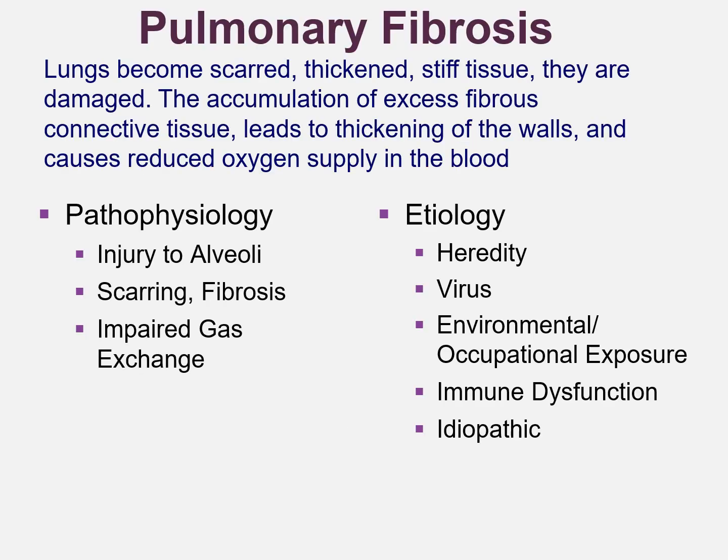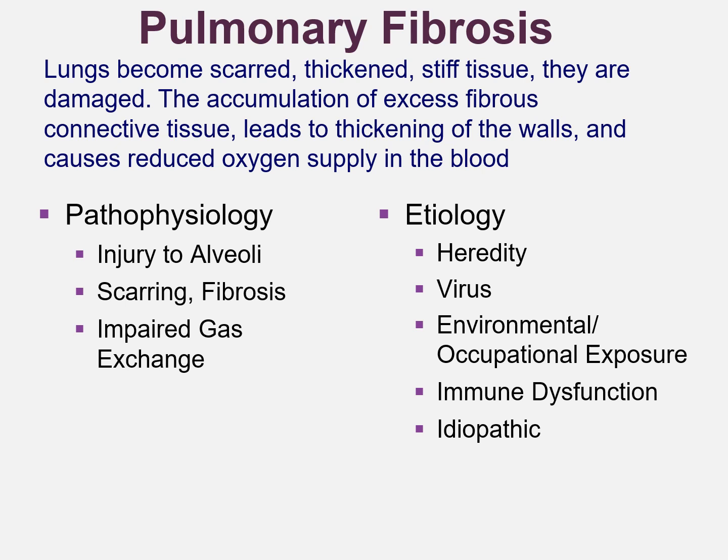In pulmonary fibrosis, the lungs become scarred, thickened, stiff tissue, and they're damaged. The accumulation of the excess fibrous connective tissue leads to thickening of the walls and reduces the oxygen supply in the blood. This causes injury to the alveoli, scarring, and fibrosis, and impaired gas exchange. So when the patient tries to breathe, it's like sucking through a straw.